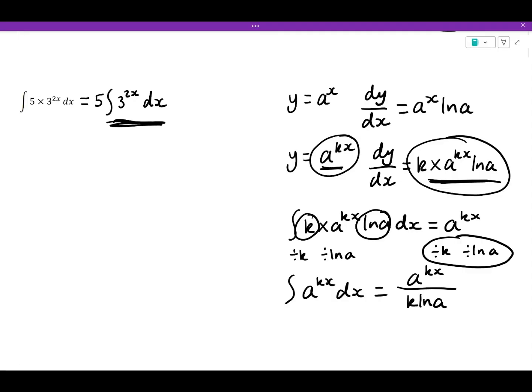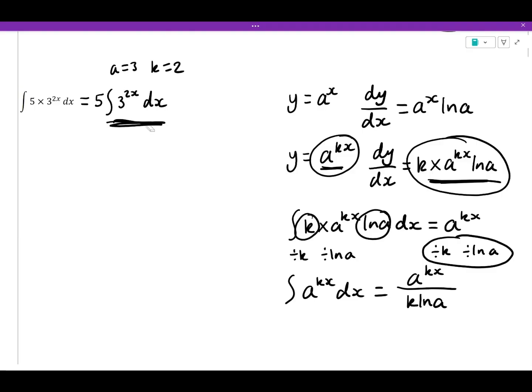Now let's try and make use of this then. So in my integral that we're working with, our value of a is going to be our base, which is the 3, and our value of k is going to be what's multiplying x in our power, which is going to be the 2 here. Okay, so we've got the values we need.